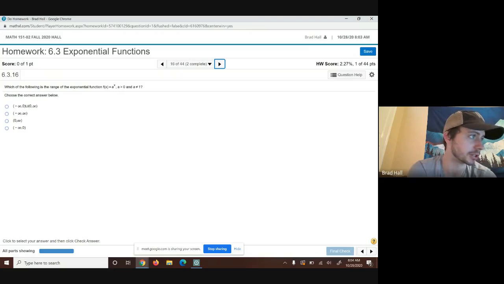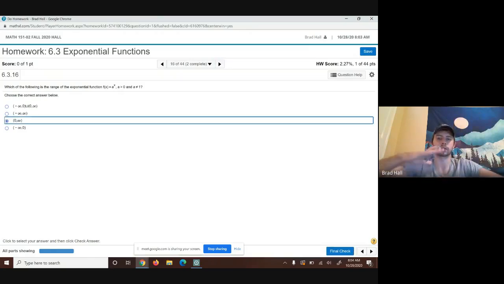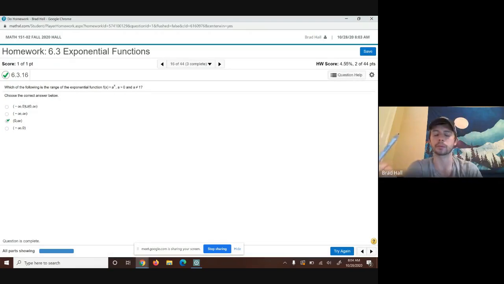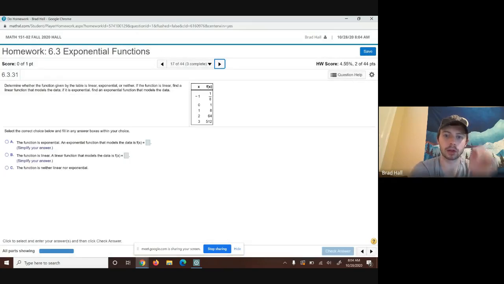And the range is 0 to infinity because everything happens above that horizontal asymptote. So just conceptual things like that. Those are pretty quick problems to get through, but those are crucial bits of information about what the graph itself is doing.